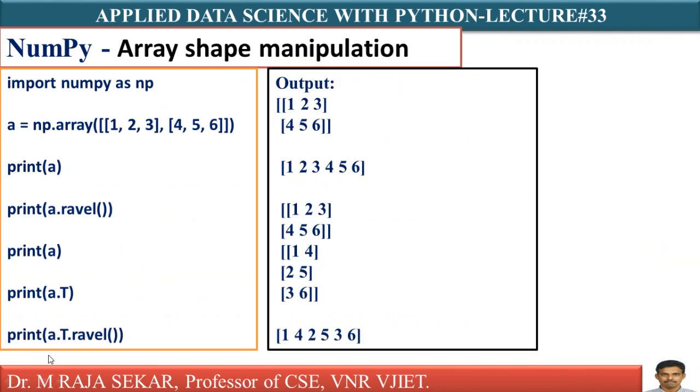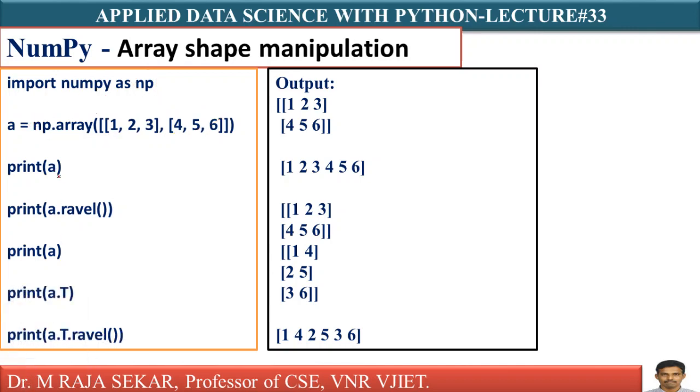Let me take one simple example, and after understanding it, refer to the syntax so that you can understand. Import numpy as np. np is an alias; we are renaming numpy as np. a equal to np.array 1 2 3 4 5 6. This will return a two-dimensional array, and that array will get stored in an object known as a.